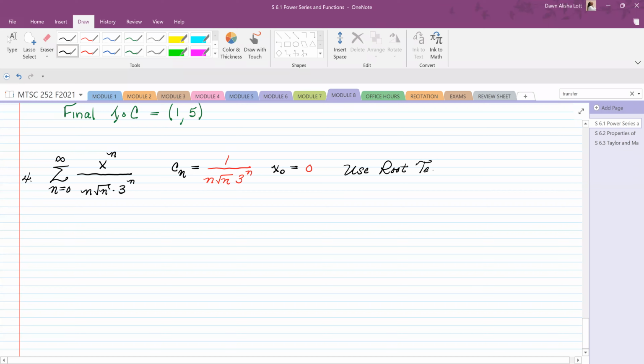All right, let's remind ourselves of the root test. The root test is we want rho equal to the limit as n approaches infinity of the absolute value of an to the 1 over n. For rho to be less than 1 implies the series converges.